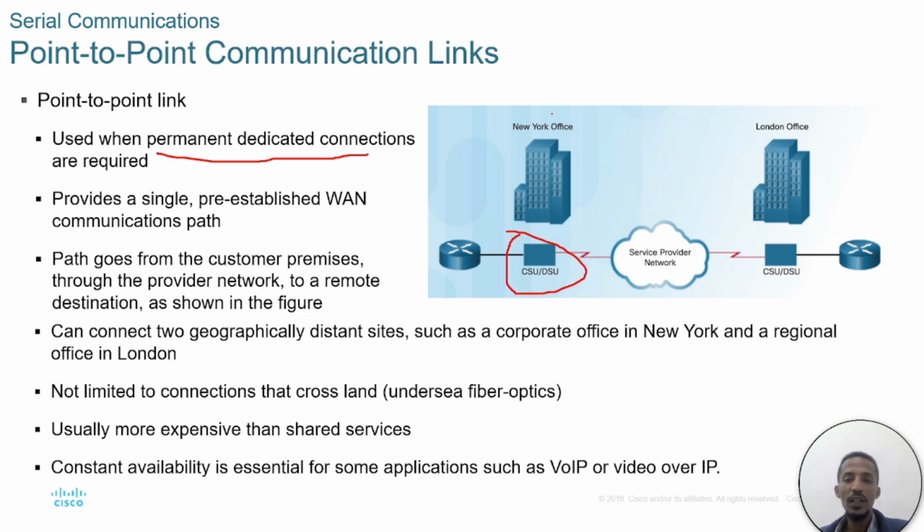You can see that here you have a New York office and here you have a London office of the same organization, but in two different locations. You can connect them through what? A permanent, dedicated connection. Dedicated means that nobody is going to share your network. You are the one who is going to pay from the starting point until the end point. There is no concept of sharing.